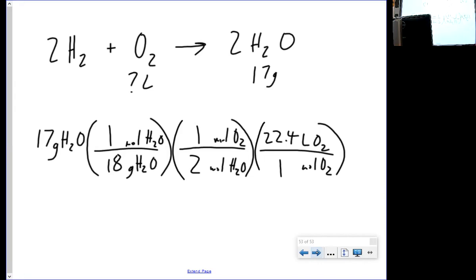We got to math it up. To do this math, we're going to multiply across the top and multiply across the bottom, and then divide. Get your calculators. Everybody ready? We've got 17 on top: 17 times 22.4 is 380.8. And then divided by what?